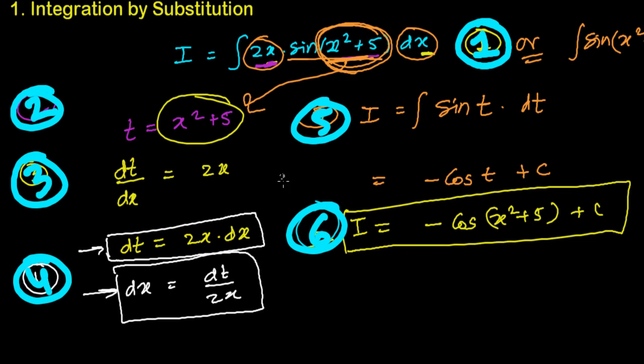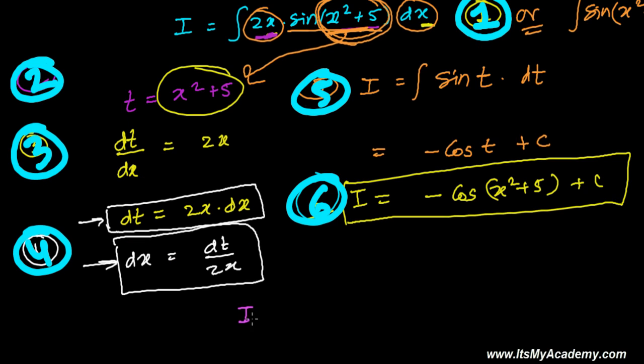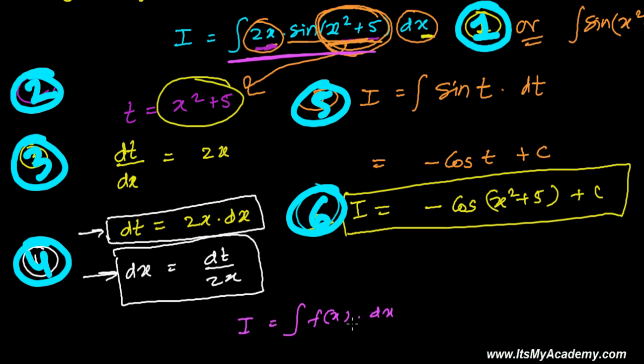In the previous video lesson, we discussed integration by substitution with the help of an example, and now I'm going to tell you the theory behind it. We had an integral, let's say I equals the indefinite integral of f of x with respect to x, just like here we had a function. As we discussed in the previous video, whenever we integrate by the method of substitution, we have to follow six steps: 1, 2, 3, 4, 5, 6. So the same thing I'm going to show you theoretically.